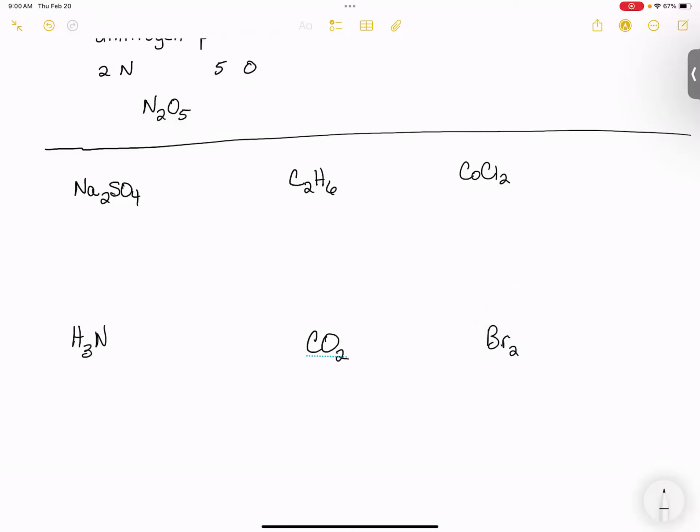Okay. Step number 1. You need to determine whether it's ionic, meaning it has a metal or ammonium, or whether it's covalent, meaning it is nonmetals and metalloids only. This one is ionic. This one is covalent. This one is ionic because it has a metal. This one is covalent because it has nonmetals only. This one is covalent because it has nonmetals only. This one is covalent because it has nonmetals only.